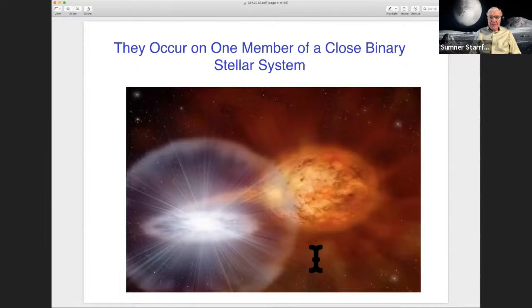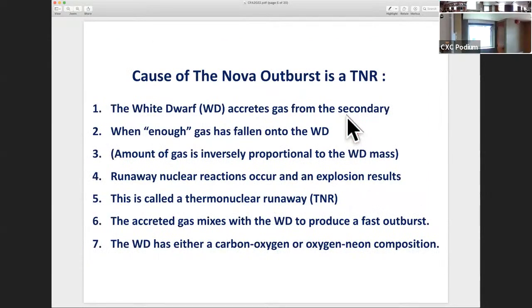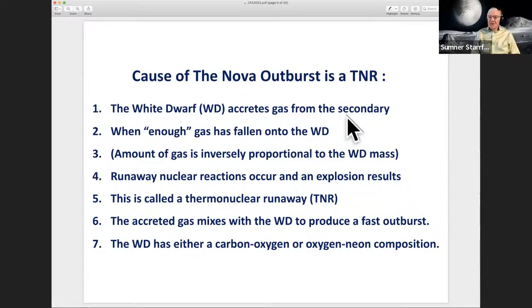They occur on one member of a close binary stellar system. This is a picture of RS Ophiuchi that was mentioned this morning. It's a symbiotic with a red giant transferring mass into an accretion disk, in this case surrounding a white dwarf, and the white dwarf is busy exploding. For some of you who follow social media, this looks like the Carrizo picture for the Webb telescope. Anyway, the cause of the outburst is a thermonuclear runaway where the white dwarf accretes gas from the secondary. When sufficient gas has fallen onto the white dwarf, it initiates nuclear reactions. Those reactions occur in degenerate material, and an explosion results, which we call a thermonuclear runaway.